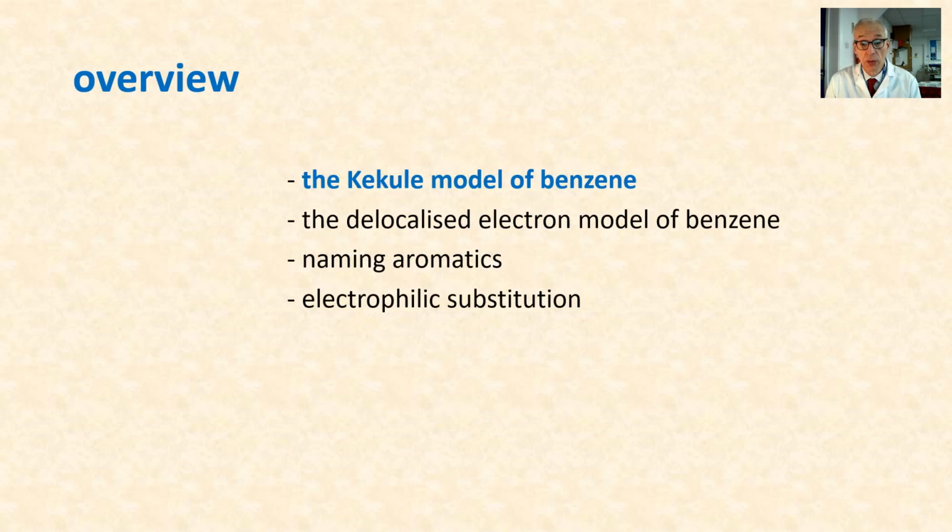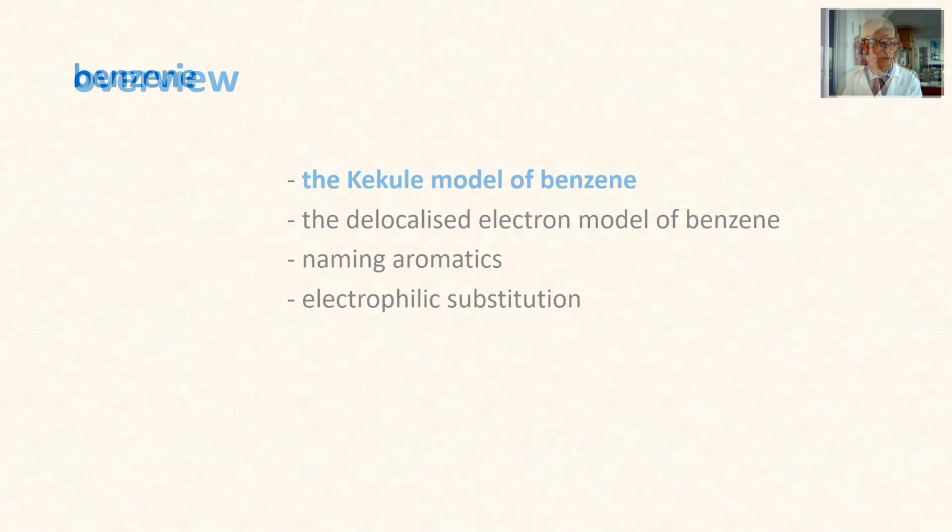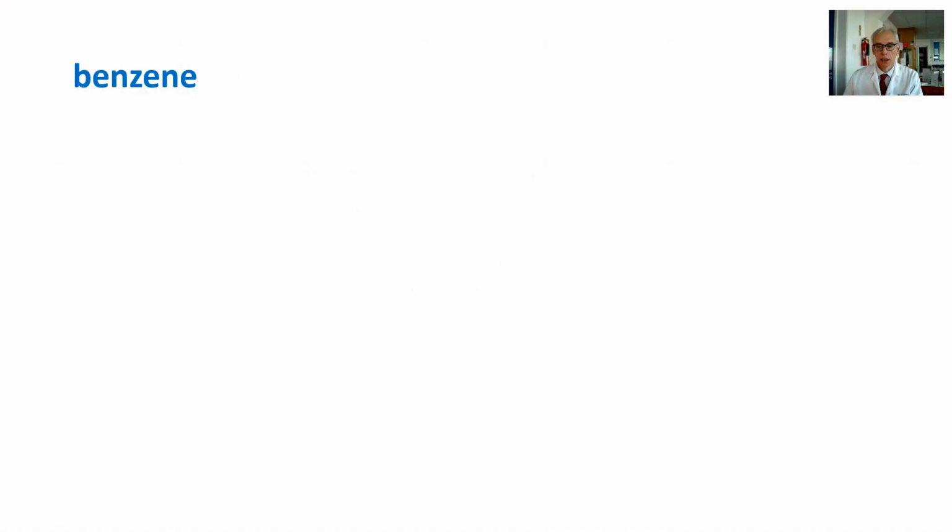So this lesson will cover the Kekule model of benzene and why it needs to be replaced by the delocalised electron model of benzene. We'll then move on to naming aromatics and then the typical reactions of the benzene ring, which are electrophilic substitutions. So let's start with some basic information about benzene.